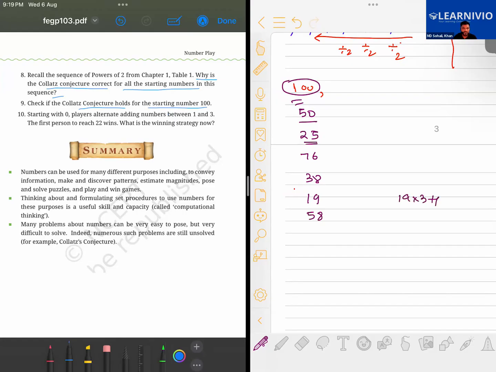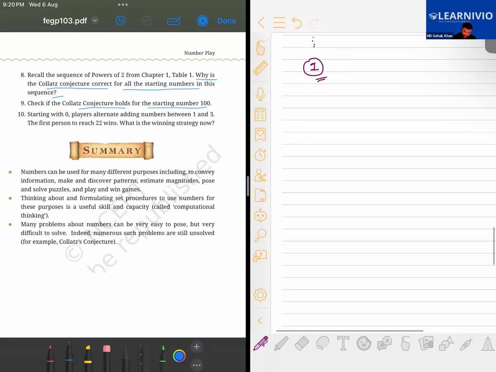Getting it now? So ultimately, when we continue, you have to find out whether you reach 1 or not. If you reach 1, then yes, the Collatz conjecture holds true for the starting number 100. So this I am leaving for you guys. You will try to do it yourself. Okay now? Look at question number 10.